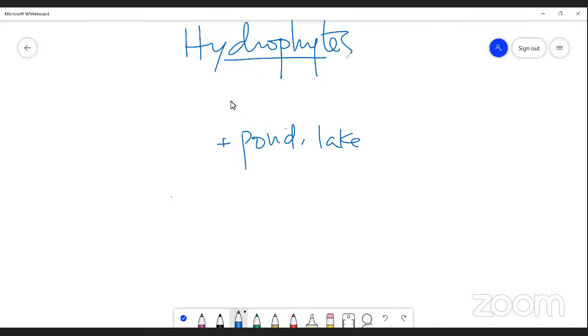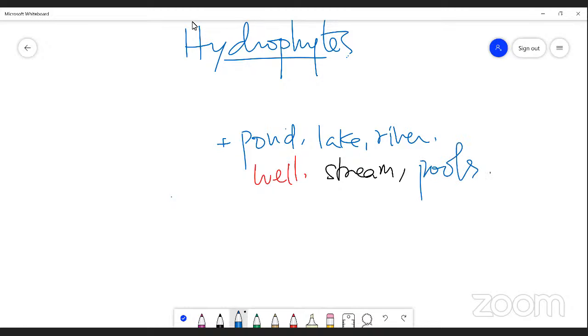Rivers, very good. Canal, right. Then wells, very good. Stream and pools, right? Pond, stream, lake, pool, and one more very large, the largest: ocean. Very good. So these are all water bodies.